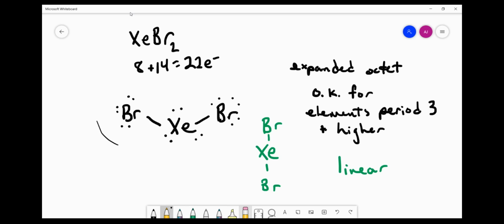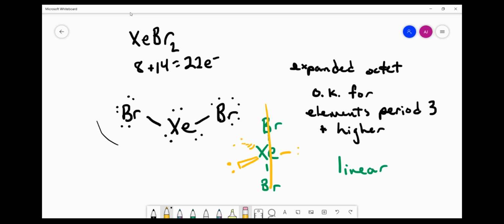And just for reference, the reason why we have a linear shape here is because I'll just draw those unpaired electrons. Those are in the plane, and you imagine the 2 bromines are on a vertical axis. VSEPR theory states that the arrangement will always maximize the distance between all the pairs of electrons, and bonded pairs have more repulsion than lone pairs, so they're going to spread themselves out further.